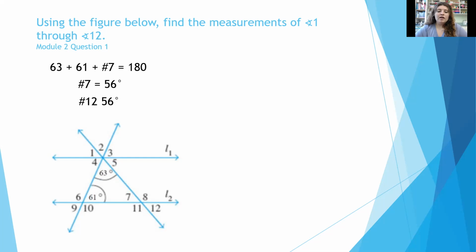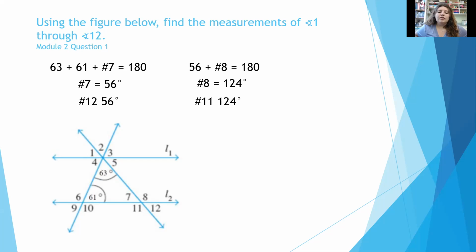Now, something to note is that line 1 and line 2 are parallel to each other, which means that angles that are adjacent to each other are going to be the same degree because of the way the lines are. So when we find out that 7 is 56 degrees, we can also see that across from that is 12, and 12 will also be 56 degrees.